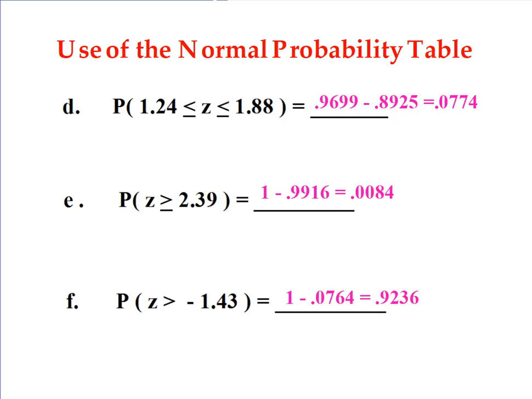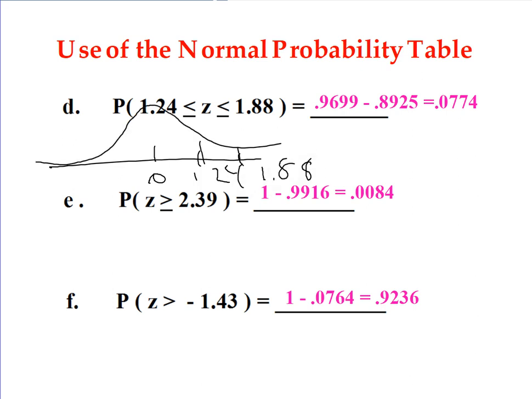Okay. Anything in between? Okay, 1.88 gives me 0.9699. 1.24 gives me 0.9825. That's going to be 0.0774. Okay, so again, here's my 0. Here's 1.24. Here's my 1.88. So if I look at that curve, it's going to be a pretty small area. And here's my middle.